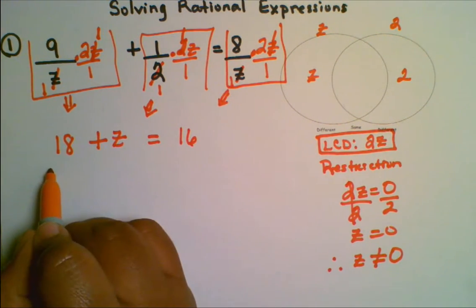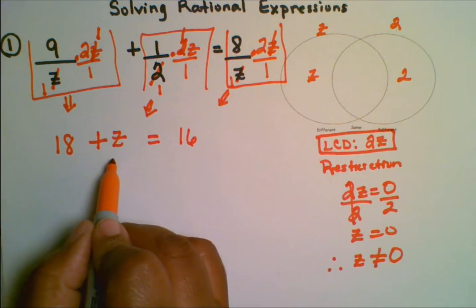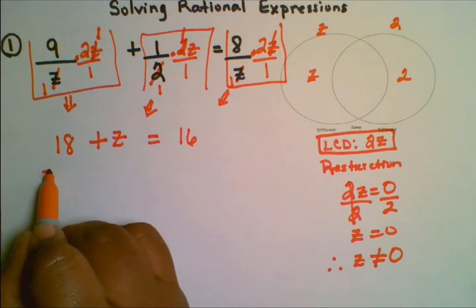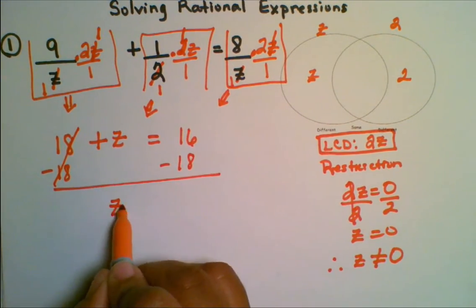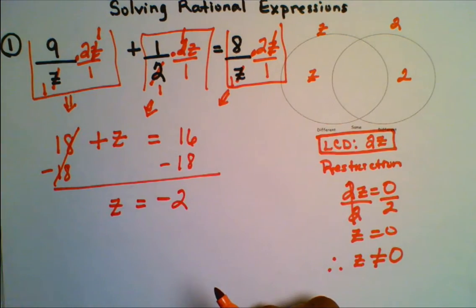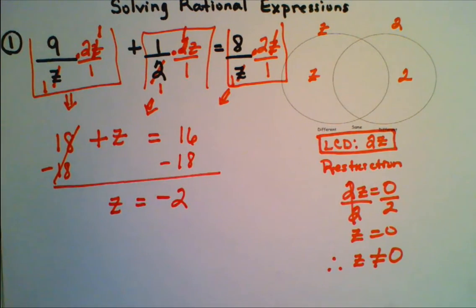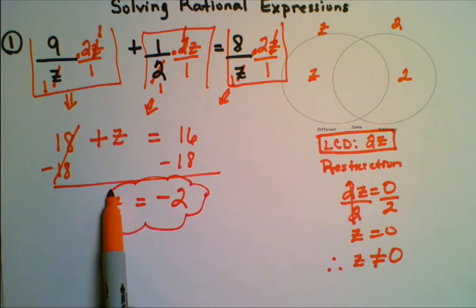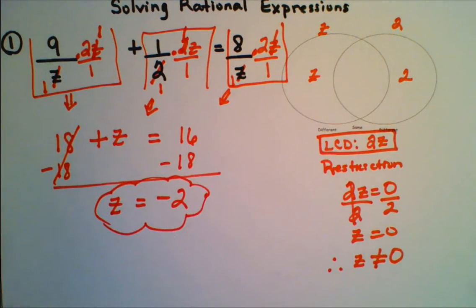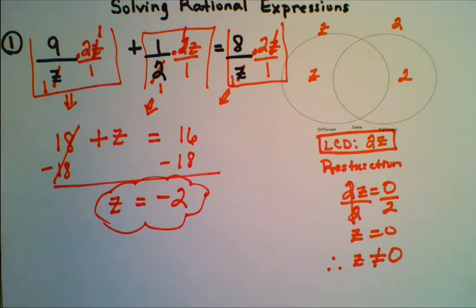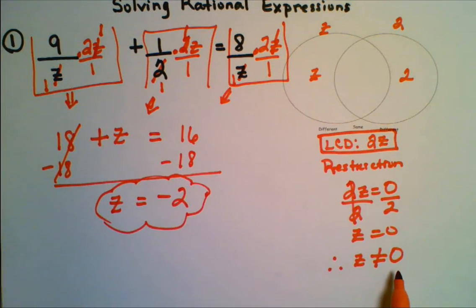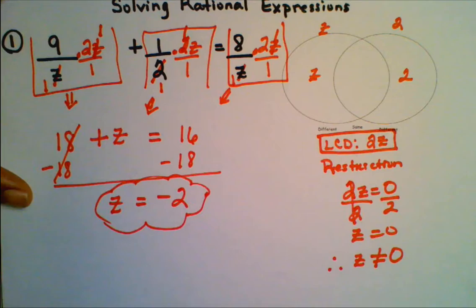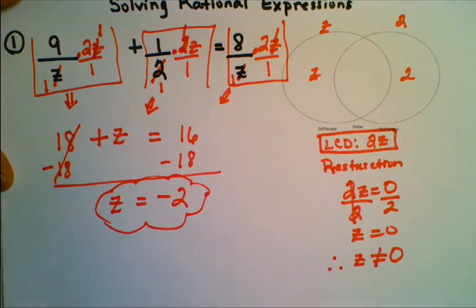We solve this equation in which we have 18 plus z is equal to 16. We're going to subtract 18 from both sides. And we have z is equal to -2. So our solution is not the restriction. Right now we're definitely okay with this answer. We do not want to have 0 as the solution, because we already have the restriction to that. Our solution is z is equal to -2.